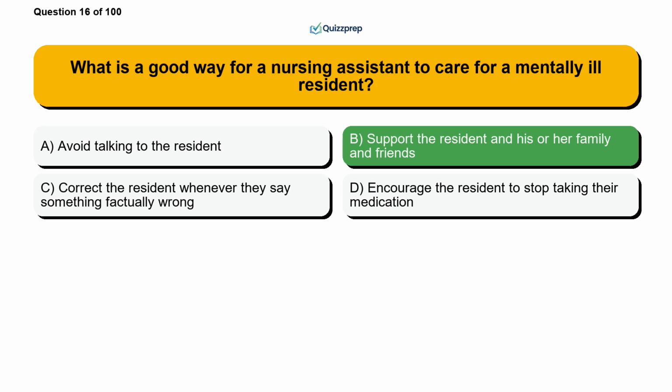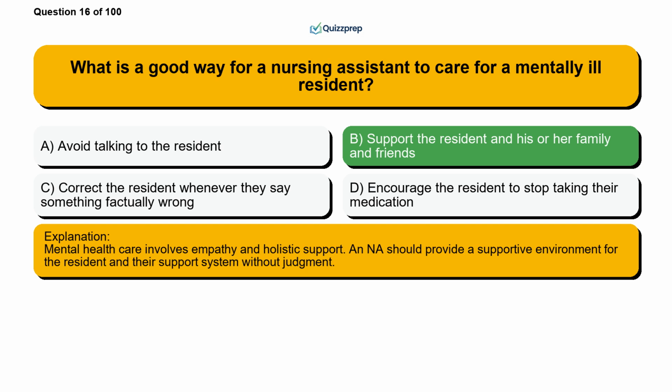The correct answer is option B. Support the resident and his or her family and friends. Mental health care involves empathy and holistic support, and NAs should provide a supportive environment for the resident and their support system without judgment.